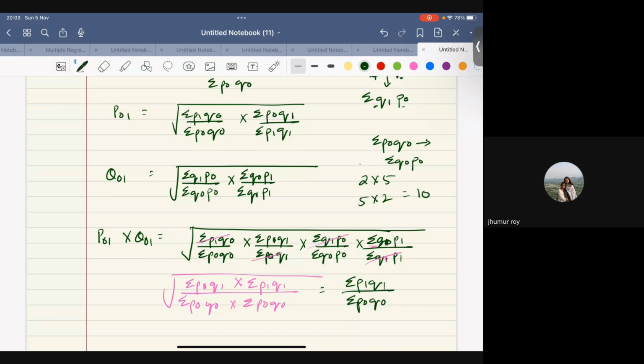So suppose I say this is P0 into Q0, so this is 10, and Q0 into P0 will also be 10. We're getting the same.